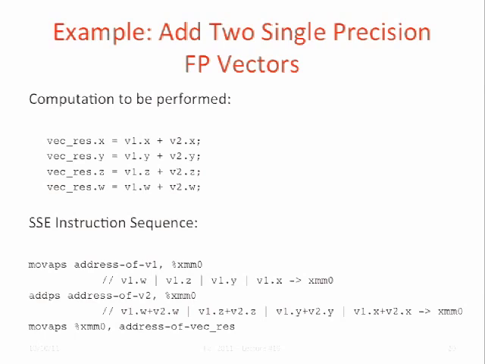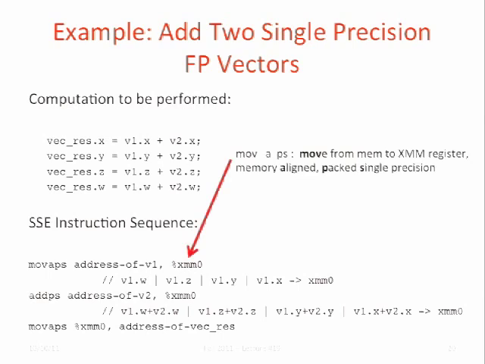All right, so that's what that first instruction does. Then the second instruction says, I'm going to add, again, packed single precision, whatever's in XMM0 to whatever's at the address of V2. So remember, I'm adding V1 and V2. All right, so that's going to do those 4 adds in parallel. And the result goes into the XMM0 register. Okay, so at the end of this instruction, I've got a 128-bit register.